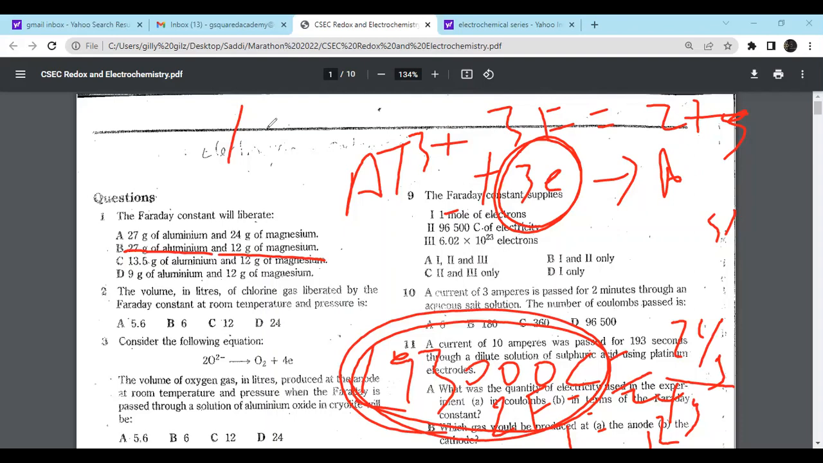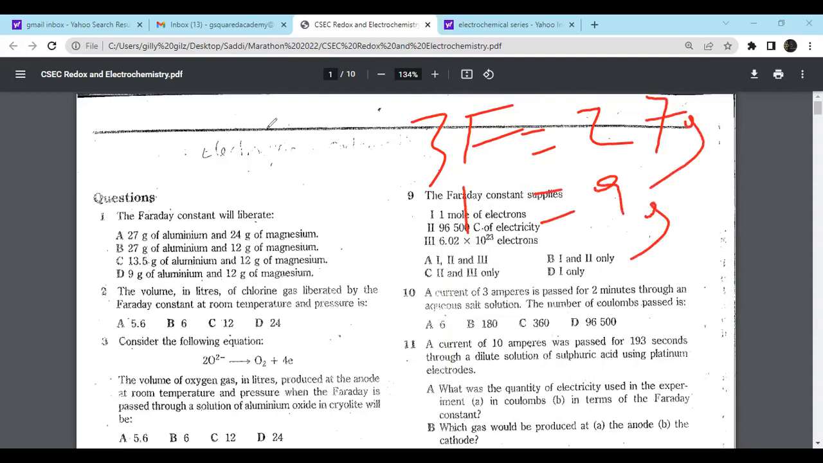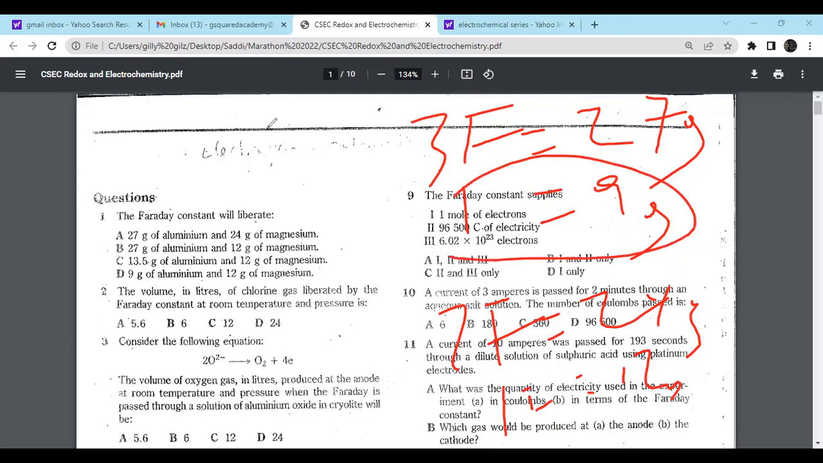For the last one, it says 9 grams of aluminum and 12 grams of magnesium. For that one, we can safely say that 3 Faradays would produce 27 grams of aluminum, therefore 1 Faraday would produce 9 grams. 27 divided by 3, 3 nines are 27, right? 2 Faradays would produce 24 grams of magnesium, but 1 Faraday would produce 12 grams. So see, 1 produces 9, 1 produces 12. So our answer there is D.